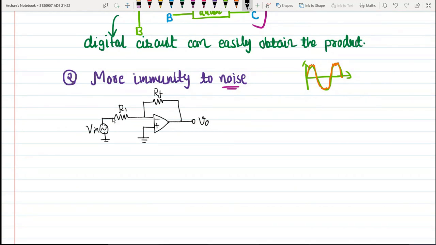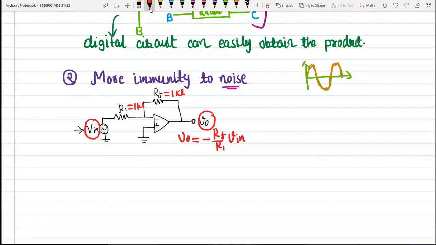So this is one typical circuit which will give us some output. Here I am providing some input at this instant, and here I am getting some output. If I talk about this output, then the output is given by minus RF by R1 into V in. This much output voltage we are getting out of this circuit. Now consider RF equal to 1 kilo ohm and R1 also equal to 1 kilo ohm. So this ratio RF by R1 will become 1.